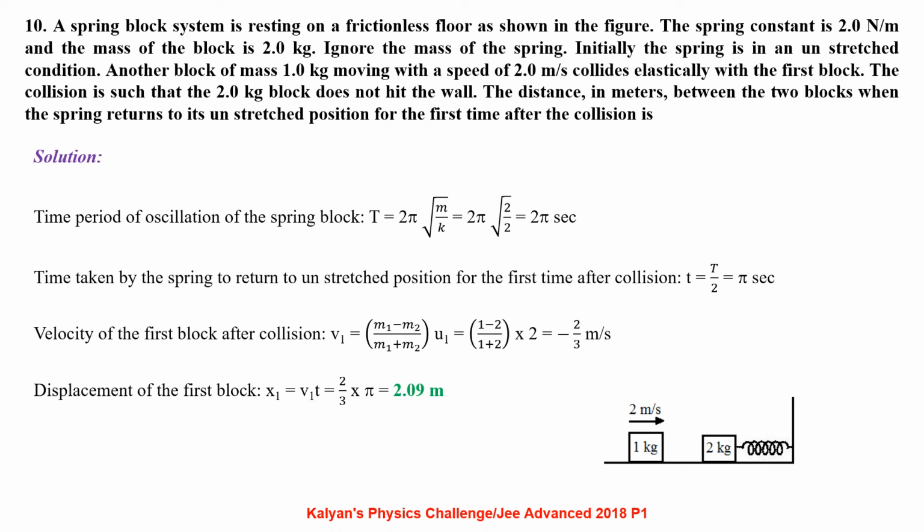Period of oscillation of a spring block system T equal to 2 pi root m by k, that is 2 pi root 2 by 2, that is 2 pi seconds in this case. Time taken by the spring to return to unstretched position for the first time after the collision is half of the time period, that is pi seconds. Velocity of the first block after the collision v1 equal to (m1 minus m2) by (m1 plus m2) into u1, that is minus 2 by 3 meter per second. Displacement of the first block x1 equal to v1 t, that is 2 by 3 pi, that is 2.09 meter.